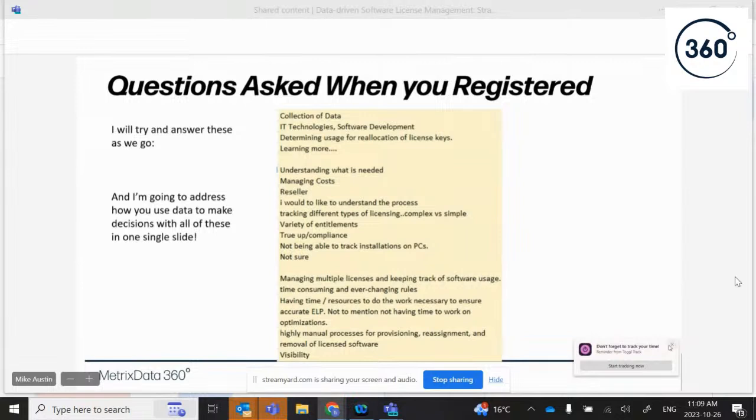Like when we talk to people about putting in SAM programs and doing software asset management, how much resource do they have? How much they budgeted for it, right? And then here you're just talking about how to make an accurate ELP, right? How do you automate that? How do you make that better? I'm going to talk about that. And then, the manual processes for that provisioning, reassignment, and removal of licensed software, and then just getting visibility into it. So I'm going to try and answer, or go through and touch on all of these concepts.